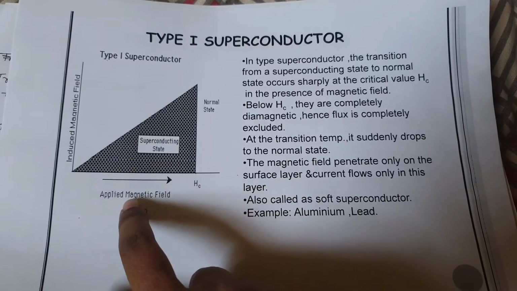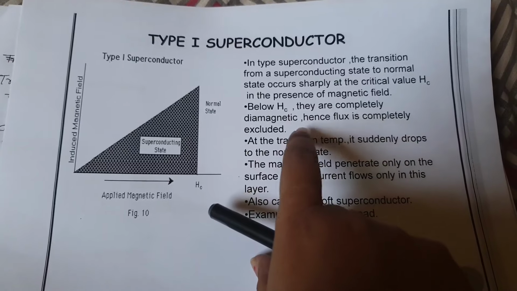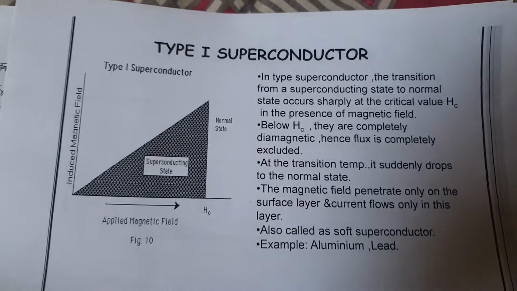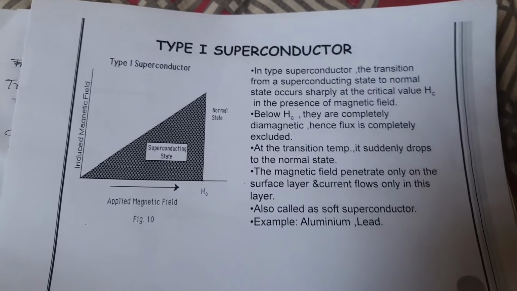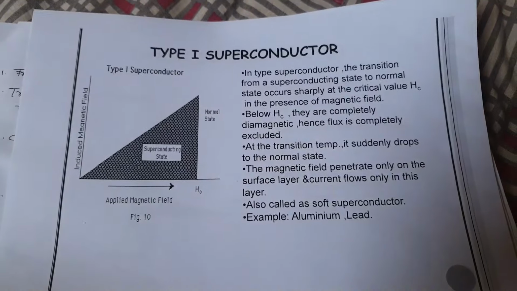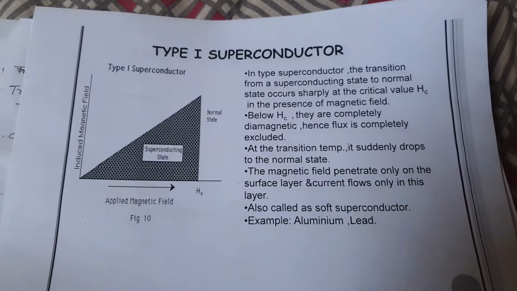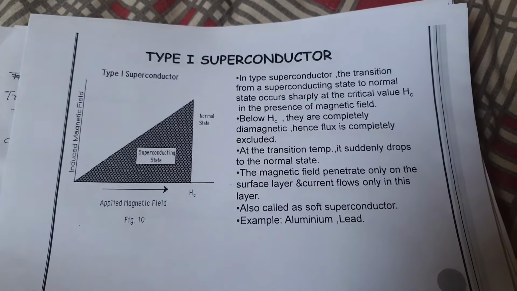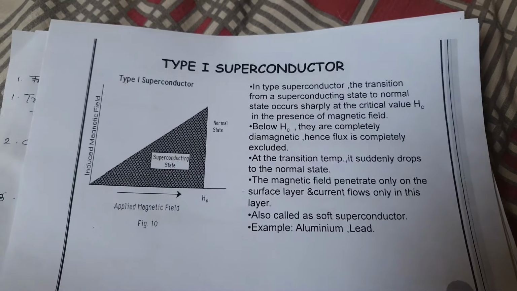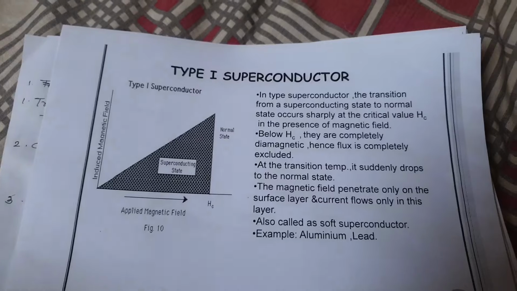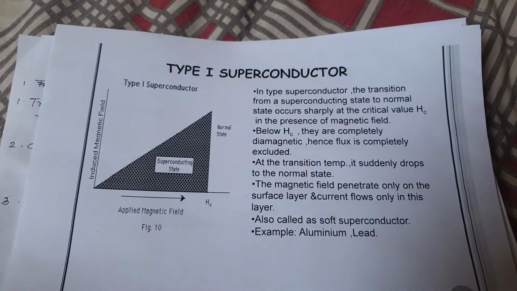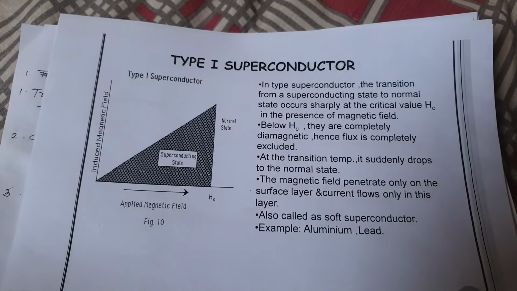Below Hc it is superconducting state, so it is completely diamagnetic, meaning magnetic flux is completely excluded. At the transition temperature it comes to the normal state. The magnetic field penetrates only the surface of the type 1 superconductor, and current flows only on the surface layer. This is also called a soft superconductor, for example aluminium and lead.